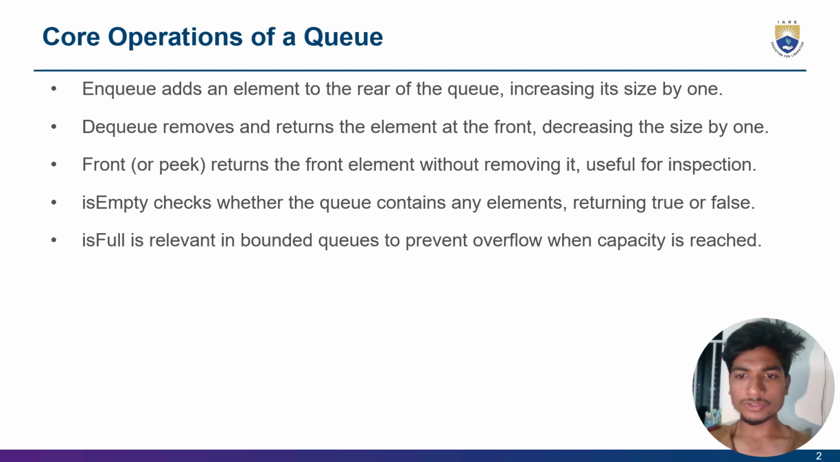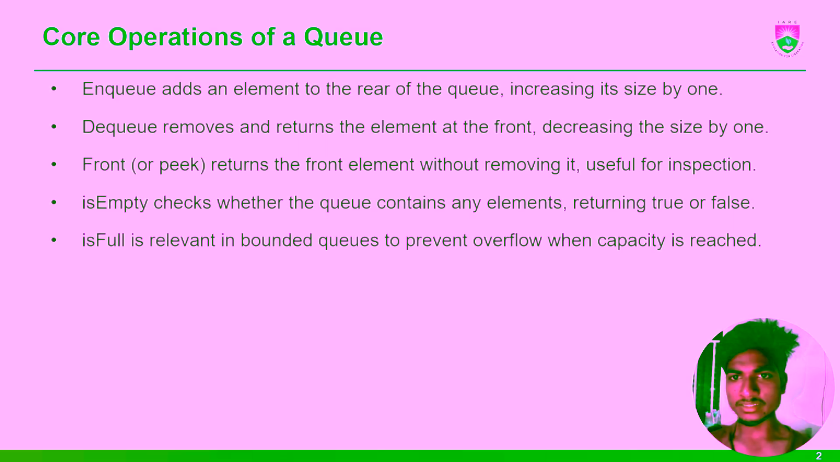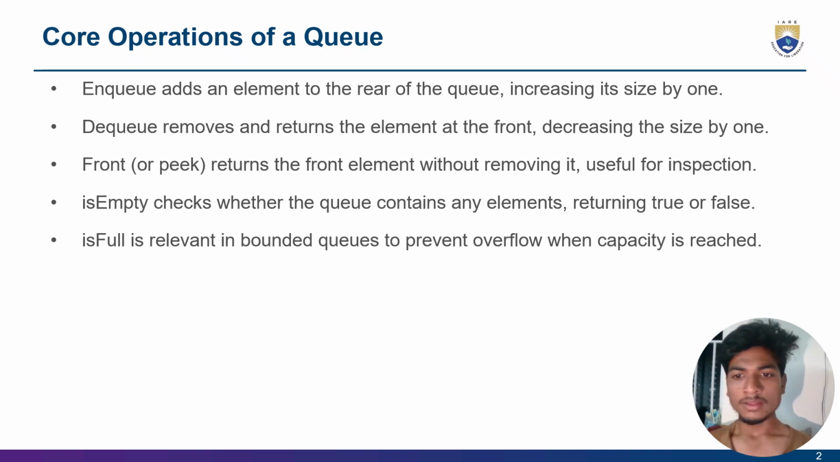And we will see the core operations of a queue. Enqueue adds an element to the rear of the queue, increasing its size by 1. The next one is dequeue, which removes and returns the element at the front, decreasing the size by 1. Front or peek returns the front element without removing it, useful for inspection. Is empty checks whether the queue contains any element, returning true or false. And the last one is full, which is relevant in bounded queues to prevent overflow when capacity is reached.